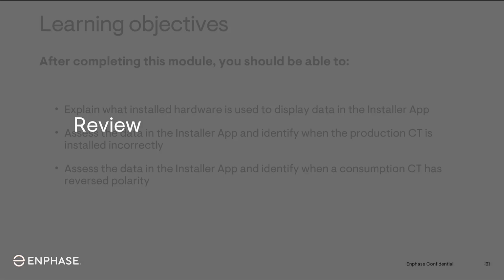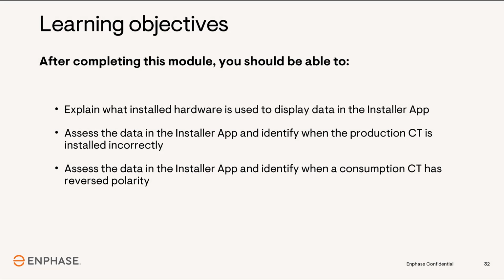Now that you've watched this video, you should be able to explain what installed hardware is used to display data in the installer app, assess the data in the installer app and identify when the production CT is installed incorrectly, and evaluate the data in the installer app and identify when a consumption CT has reversed polarity.